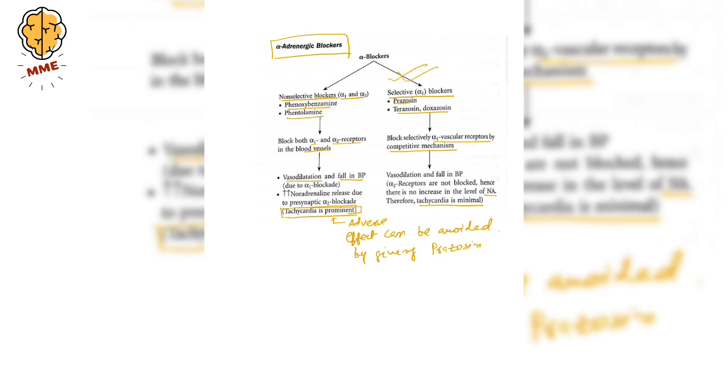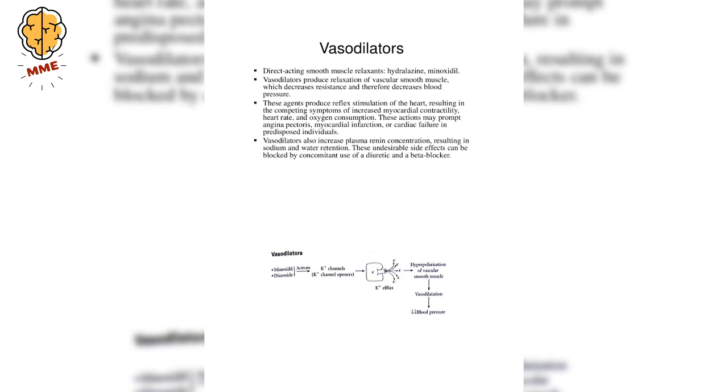So this makes it a very important drug for hypertensive patients. Now the next class of drugs is vasodilators. Direct acting smooth muscle relaxants are hydralazine and minoxidil. Vasodilators produce relaxation of vascular smooth muscles, which decreases resistance and therefore decreases blood pressure.